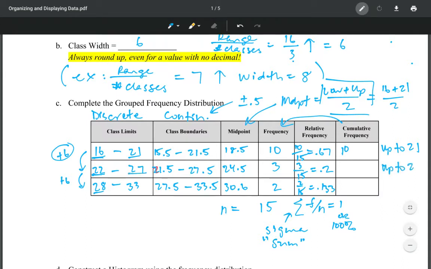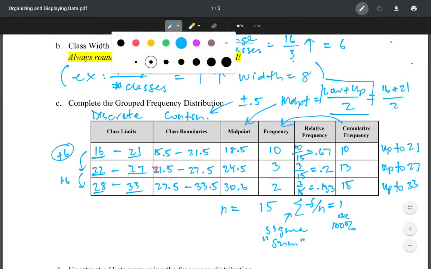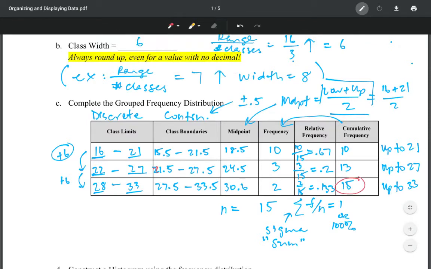So that's going to be up to 27. And I do 10 plus 3 for 13. For my last cumulative frequency, this is up to age 33. This is everybody, but I just grabbed that last limit. So up to 33, I add 2 and I get 15. And then you notice that this cumulative frequency of 15 in the last row matches my total frequencies of 15.